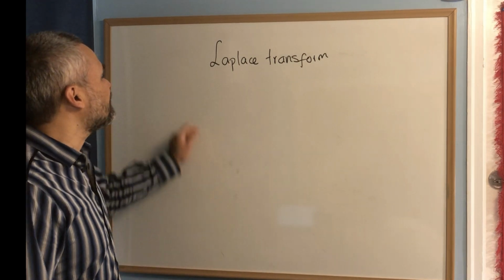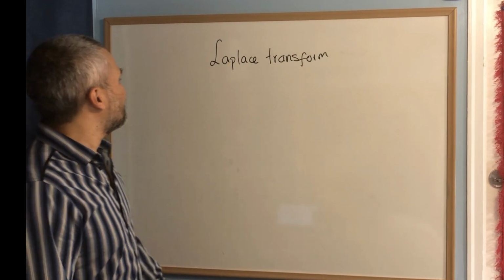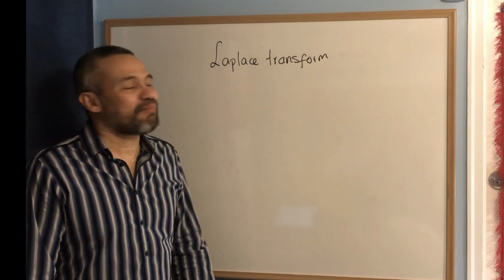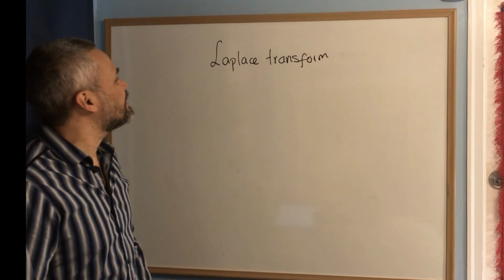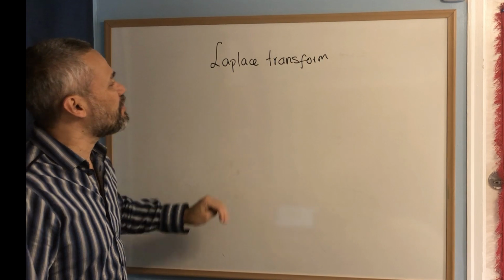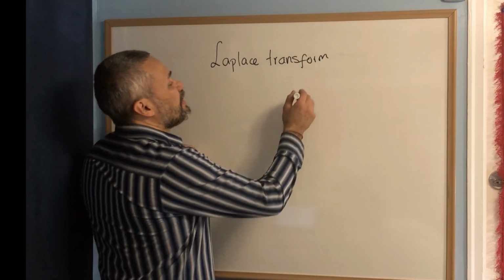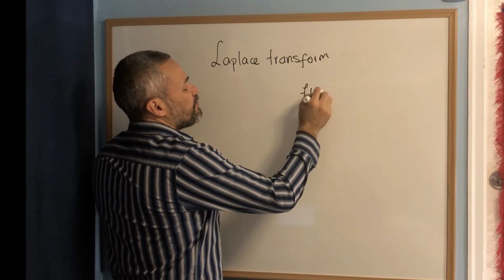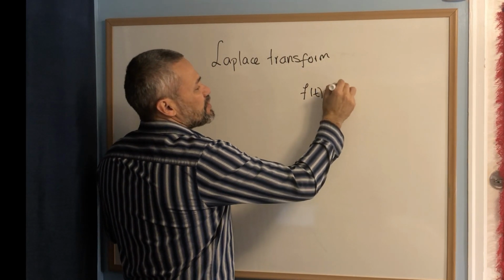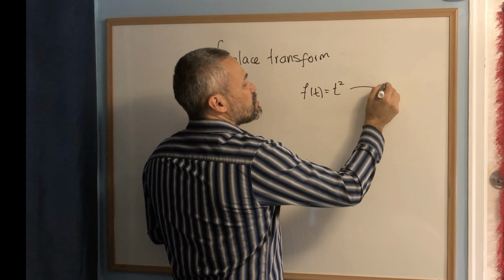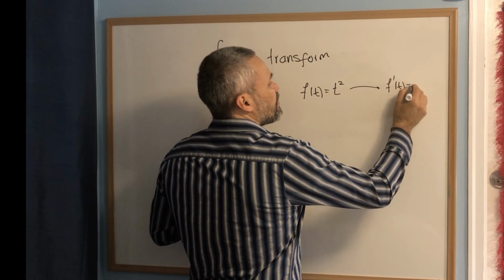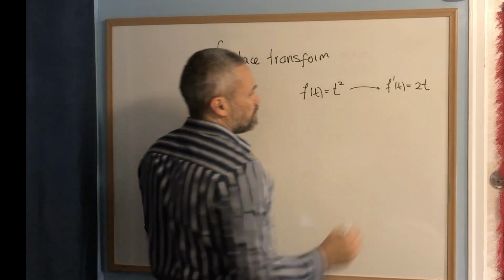Okay, in this video, we will explain the notion of Laplace transform and some of the basic properties. Let me start by saying that the Laplace transform is somehow similar to the derivative. For example, the derivative takes a function, f of t, let's say the function t squared, and it produces another function, the function f prime of t equal to 2t.